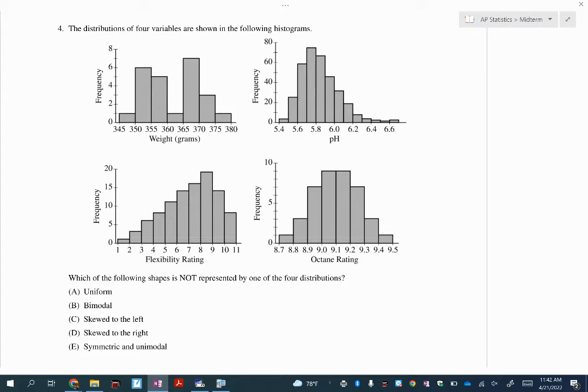So when you look at this, this looks bimodal. This answer choice here looks to be skewed to the right. This one looks unimodal and symmetric. This one looks skewed to the left. So which one do you not see? Uniform. You don't see all of them being the same height. So uniform.